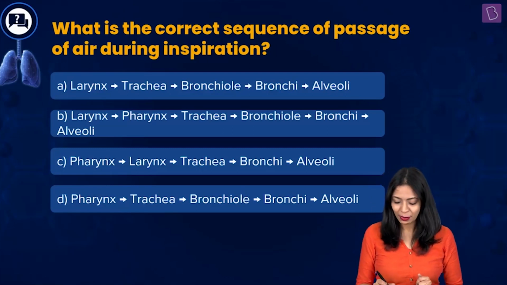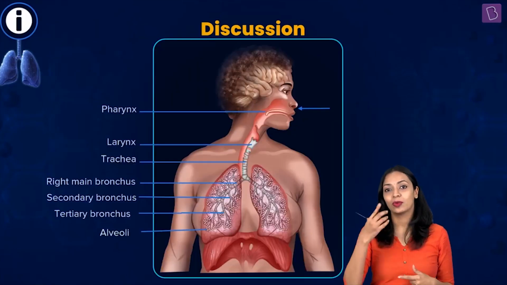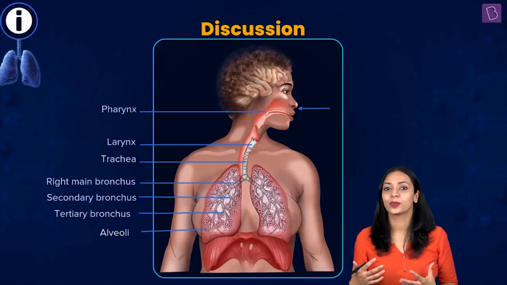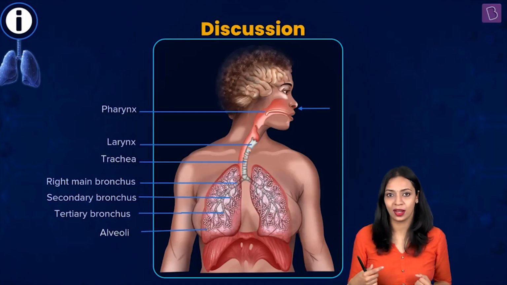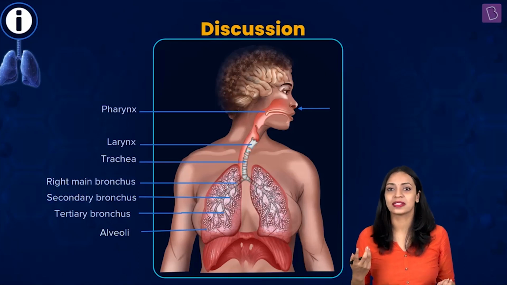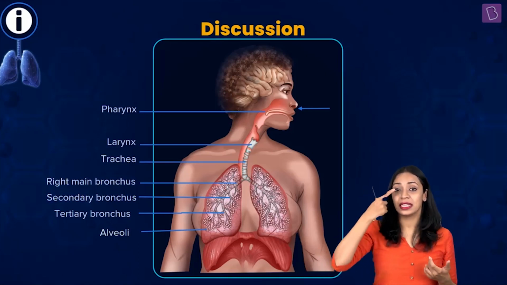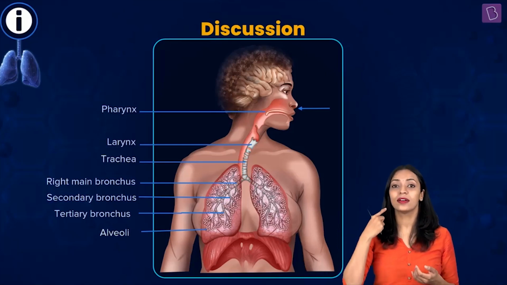Okay, so let me first explain to you the correct sequence in which air will move into our lungs during inspiration. What is inspiration? Inspiration is the process by which we draw air from the atmosphere into our lungs. So air enters our lungs through our nostrils, right? So first we have the nostrils through which air will enter the nasal cavity or the nasal chamber. From that, air enters the pharynx.